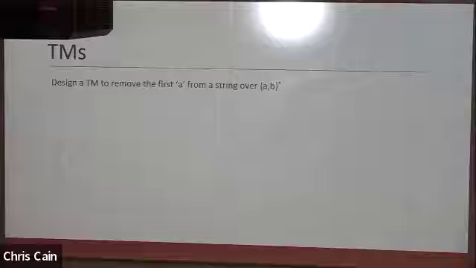Because if you replace the first B with a blank, then you lose that B, don't you? The idea is you want to go replace the first A with that B, since there's only A's and B's in this string.